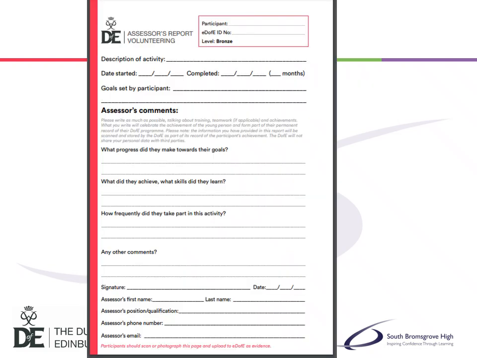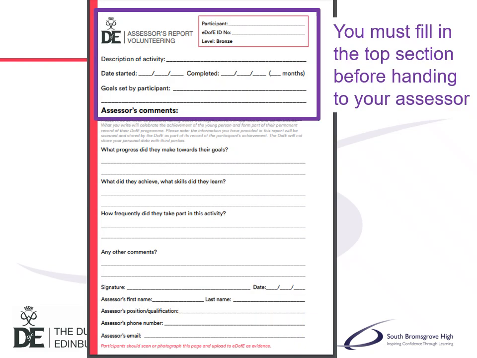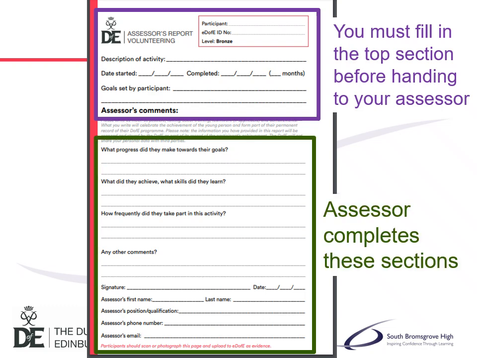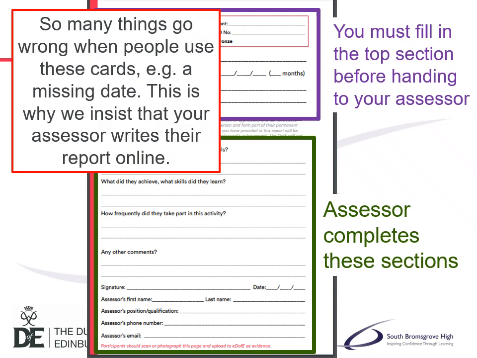The assessor report cards look like this, and before you hand it to your assessor, you must fill in all of the details in the top section, and it's important that you do that, because if there are any parts of this card that are incomplete or incorrect, then it will be rejected by the verifier. After you've filled in the top section, your assessor will fill in this bottom section, and once again it's absolutely essential that they fill in all of the details here and that nothing is left blank. We really do have lots of problems when people use these assessor report cards, and that's why we really insist that the assessor reports are done directly into the online system.